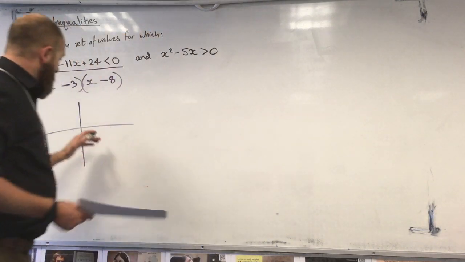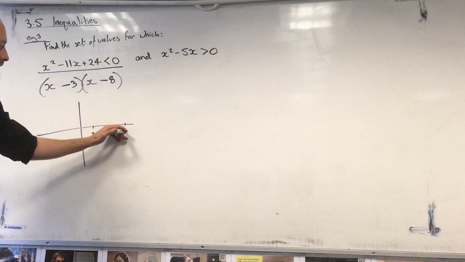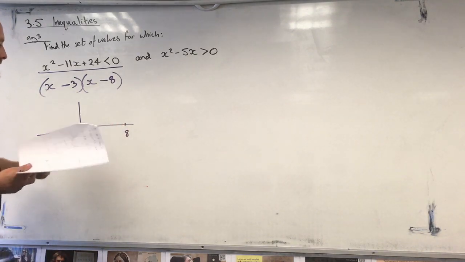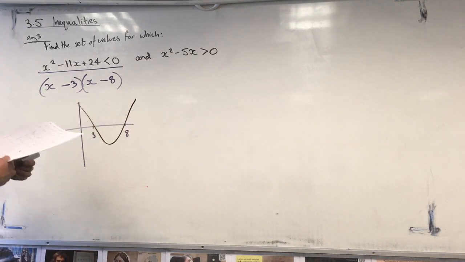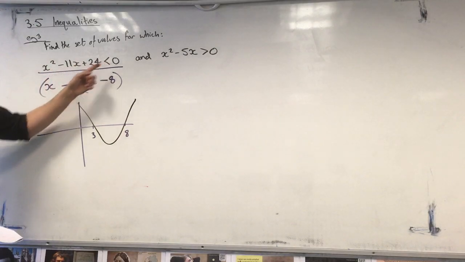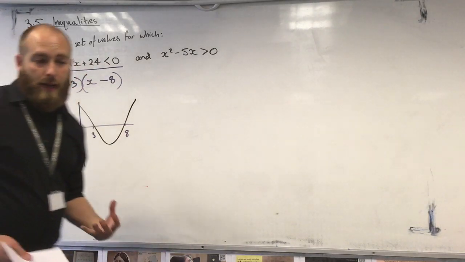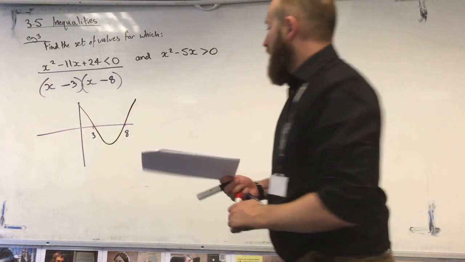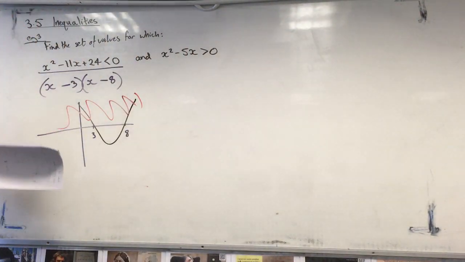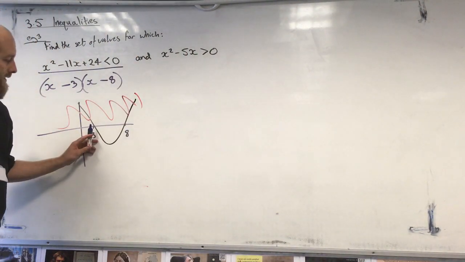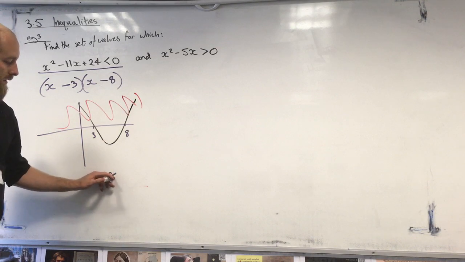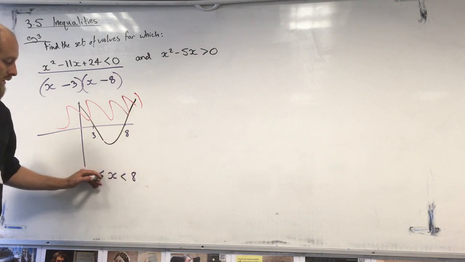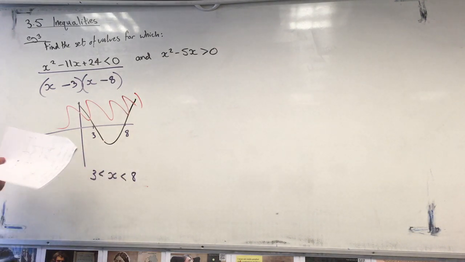So my sketch is going to look like this, with a root at 3 and a root at 8. And we're saying, when is the graph less than 0? So again, we can cross out everything we don't need. So when's the graph less than 0? When x is between 3 and 8. Okay, next one.